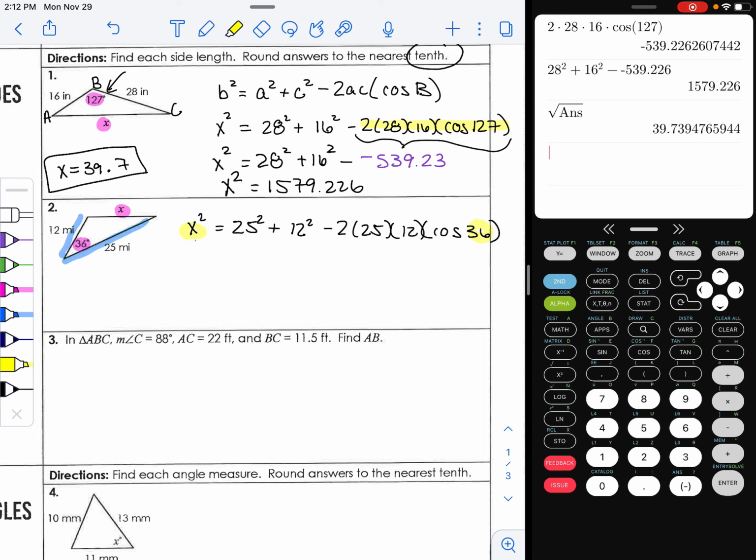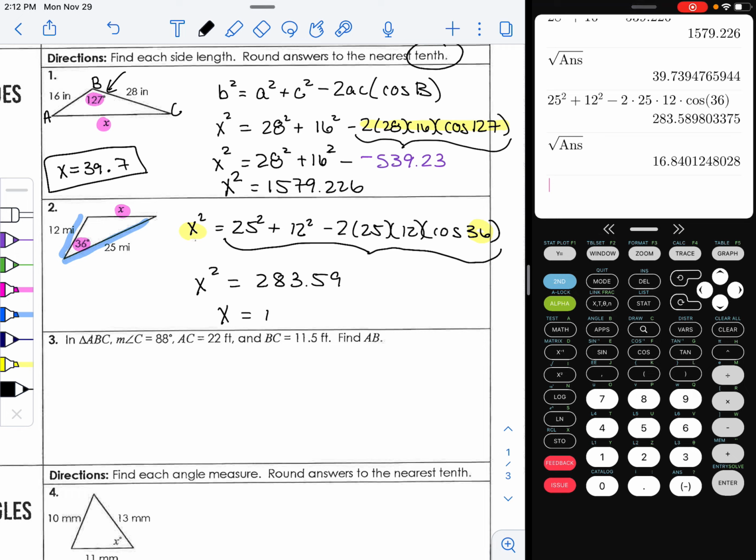And because of this entire side, I'm going to give you a short way to do this. None of that stuff on the right-hand side is a variable. So if you watch my calculator, I truly can just plug that in exactly the way that I see it. Press enter, and this gives me what x squared is equal to. And I can take the square root of that answer, and I get that x is equal to 16.84.